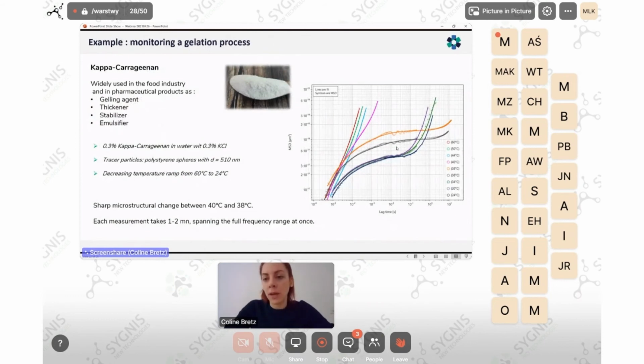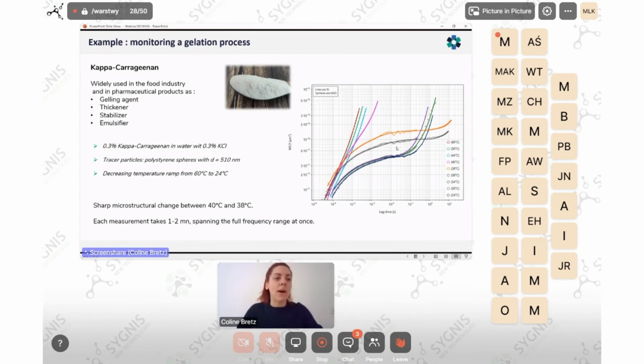The same kind of behavior can be observed with kappa-carrageenan, for example, which is a quite famous gelling, thickener, and emulsifying agent in the food and pharmaceutical industry. And here we know that kappa-carrageenan only gels at certain temperature if we introduce cations in the mixture. So we use KCl solution here, and we mix the kappa-carrageenan with the same concentration in this sample. We added tracer particles to that one, so with a diameter of about 500 nanometers.